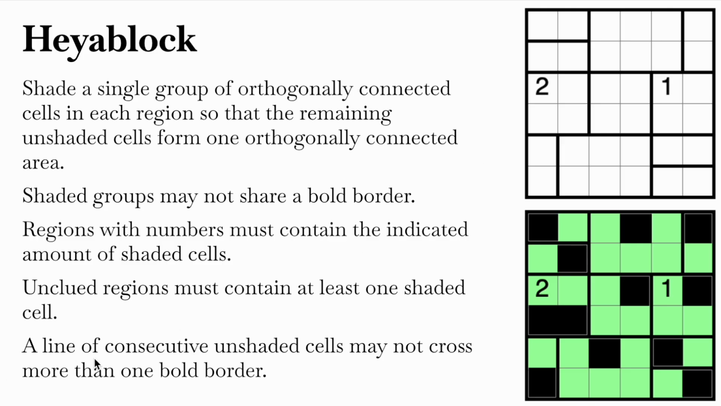And finally, a line of consecutive unshaded cells may not cross more than one bold border. This is straight from Heyawake. So for example here, we have a run of unshaded cells that does cross a border, but it does not cross a second border. Those are the rules of Heyablock, so it's time to solve a puzzle.